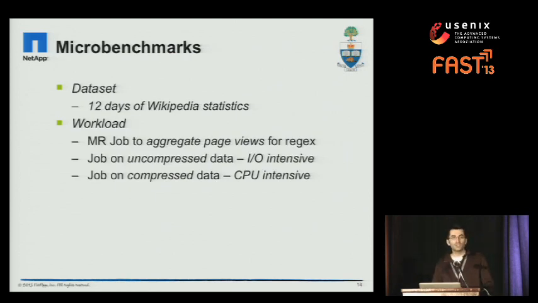So we first micro-benchmarked our system. We took this data set, 12 days of Wikipedia statistics, and as workload, we wrote a fairly simple MapReduce job that mimics a grep job, which is fairly common when benchmarking Hadoop architectures. And the job aggregates page views for a given regular expression. We ran the job on both uncompressed input, and that's on the IO intensive side, as well as compressed input. Because decompression happens on the critical path, that job is more CPU intensive.